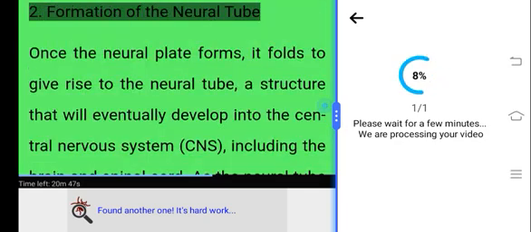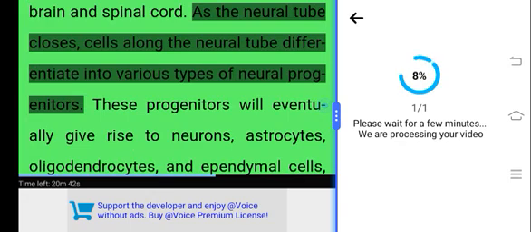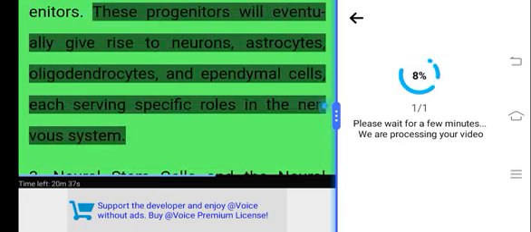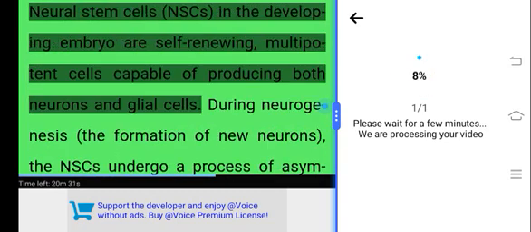2. Formation of the neural tube. Once the neural plate forms, it folds to give rise to the neural tube, a structure that will eventually develop into the central nervous system (CNS), including the brain and spinal cord. As the neural tube closes, cells along the neural tube differentiate into various types of neural progenitors. These progenitors will eventually give rise to neurons, astrocytes, oligodendrocytes, and ependymal cells, each serving specific roles in the nervous system. 3. Neural stem cells in the neural progenitor pool.